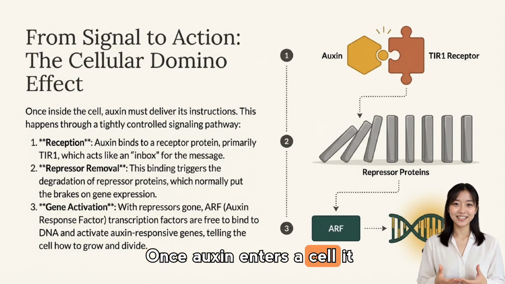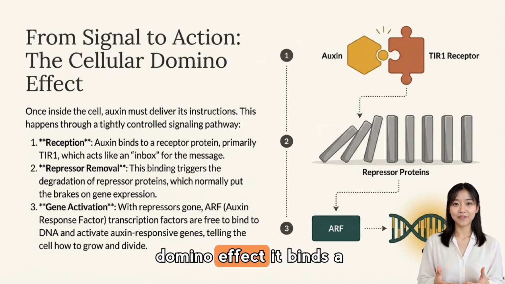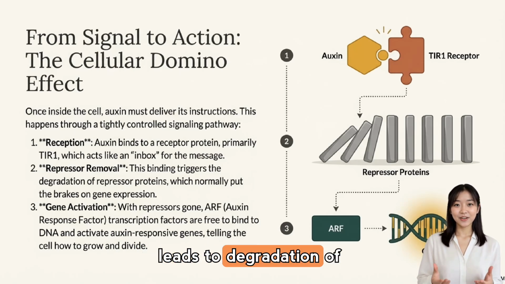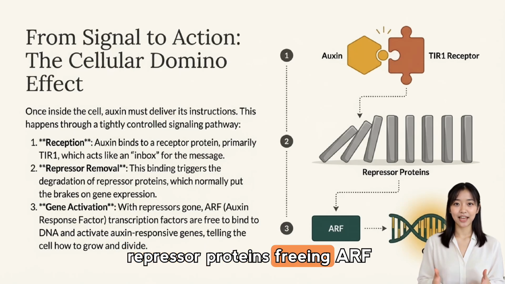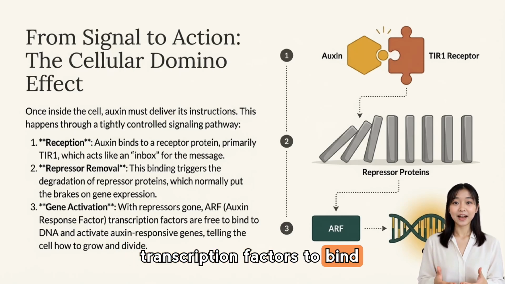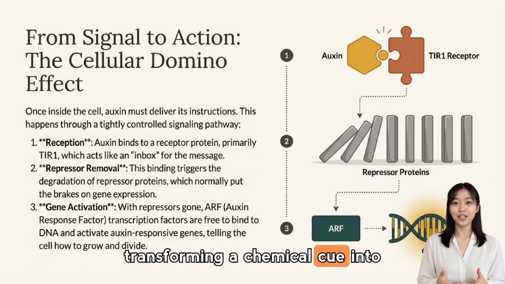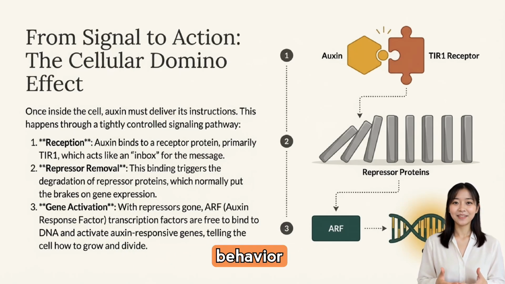Once auxin enters a cell, it triggers a tightly controlled domino effect. It binds a receptor such as TIR1, which leads to degradation of repressor proteins, freeing ARF transcription factors to bind DNA and activate growth-related genes, transforming a chemical cue into concrete changes in cell behavior.